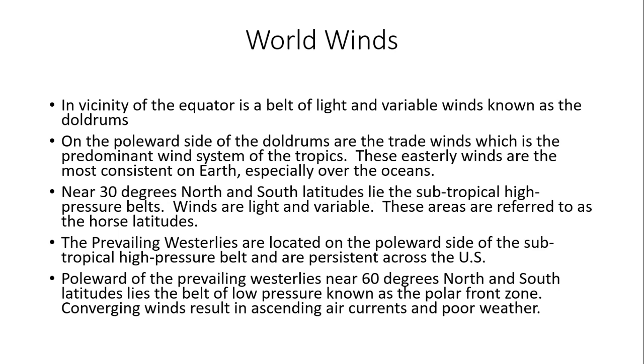Now the prevailing westerlies are located northward of the northeast trade wind belt. So the prevailing westerlies are located on the poleward side of this tropical high pressure belt and are persistent across the U.S. And then further north, or poleward, of the prevailing westerlies near 60 degrees north and south latitudes lies the belt of low pressure known as the polar front zone. Converging winds result in rising air currents and poor weather at this zone.